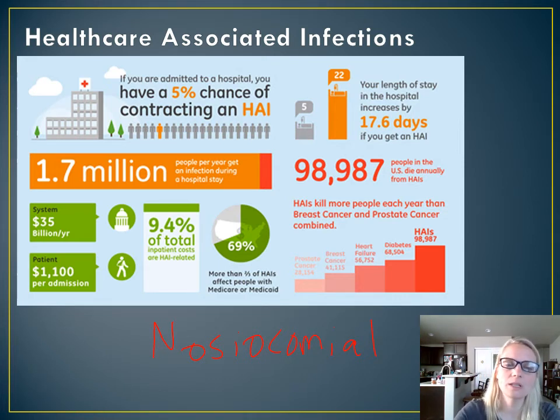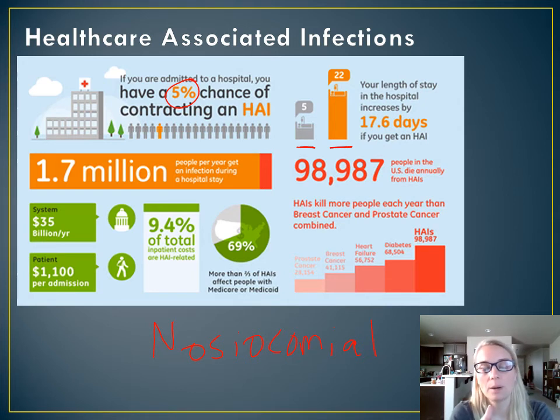So if you are admitted to the hospital, you have a 5% chance of contracting a healthcare associated infection. That means out of 20 people admitted, one person would get a healthcare acquired infection. If you do get one, if your normal length of stay is 5 days, it increases your length of stay in the hospital by almost 20 days. So it's about 18 days longer you'd have to stay in the hospital over your original expected length of time.